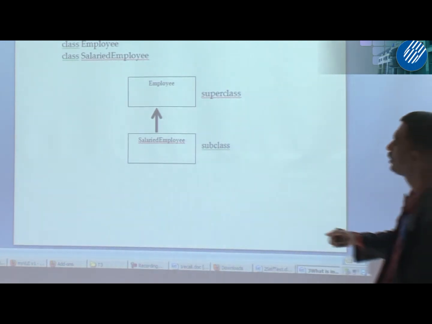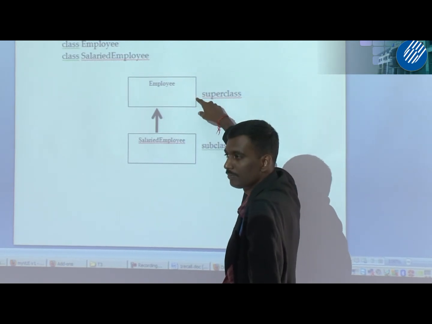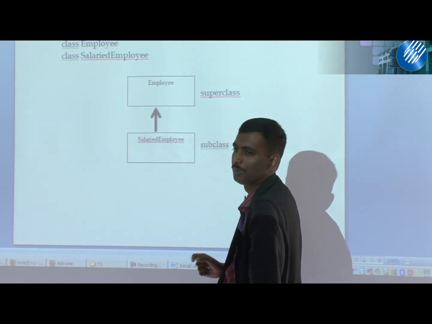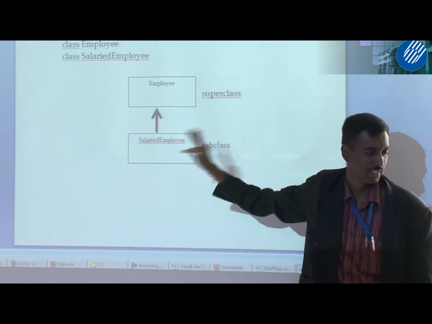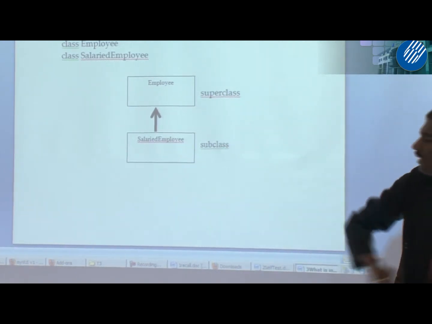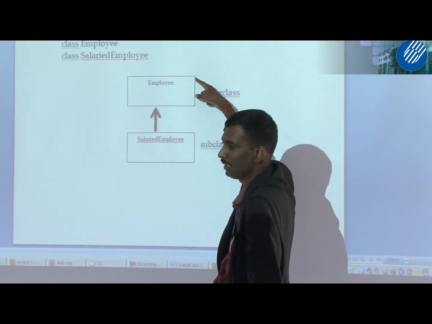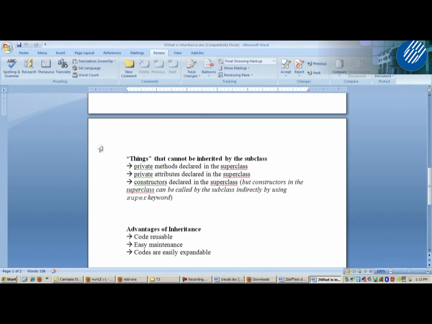But can subclass use whatever is available in superclass? Whatever is there, can the subclass use it? No. Not everything in the superclass can be used by subclass. There are three things that a subclass cannot make use of from the superclass. Three things you should remember: things that cannot be inherited by subclass. It means subclass cannot use all these things available in the superclass.